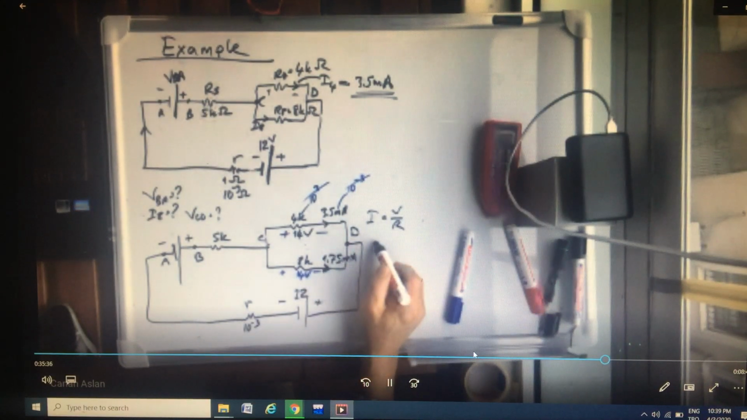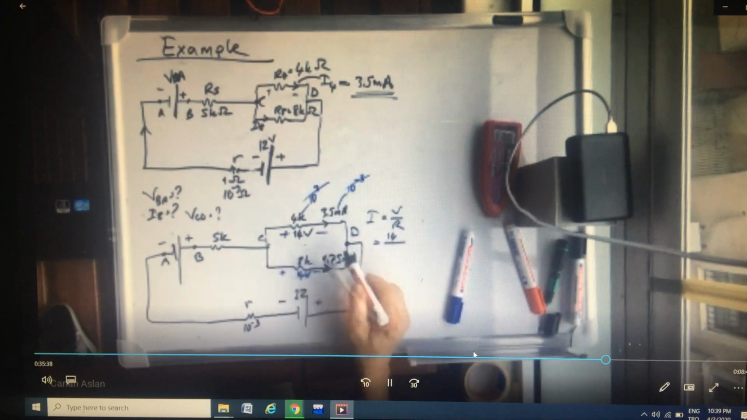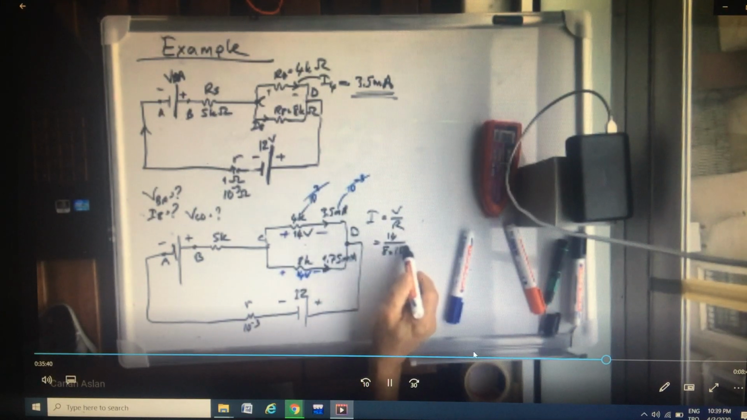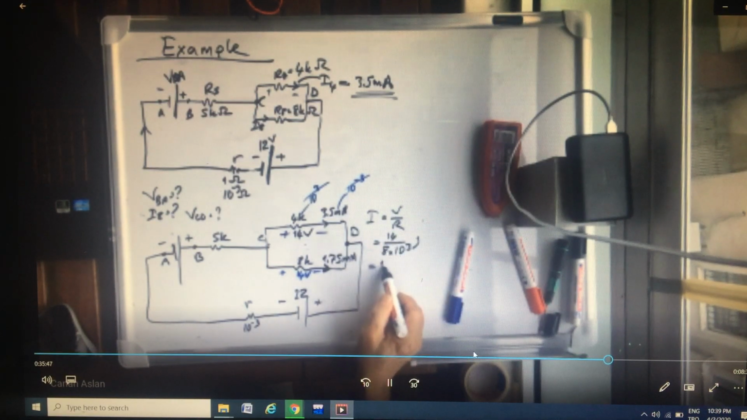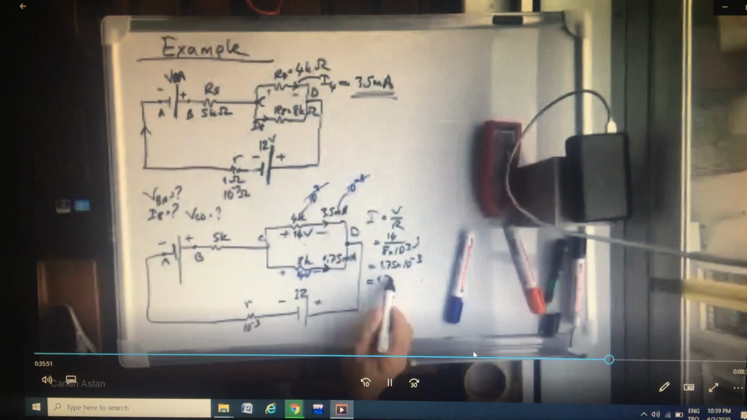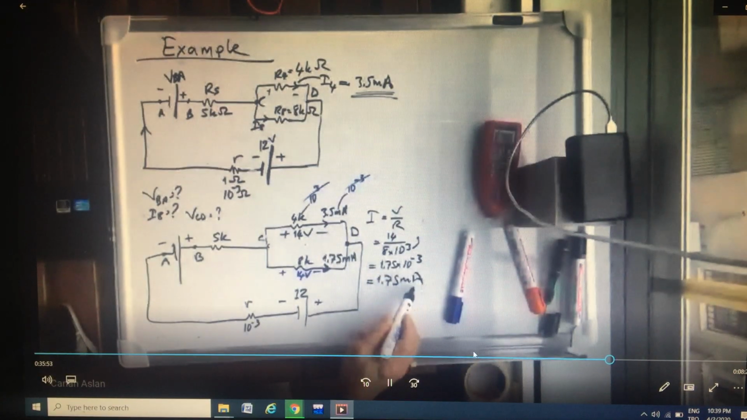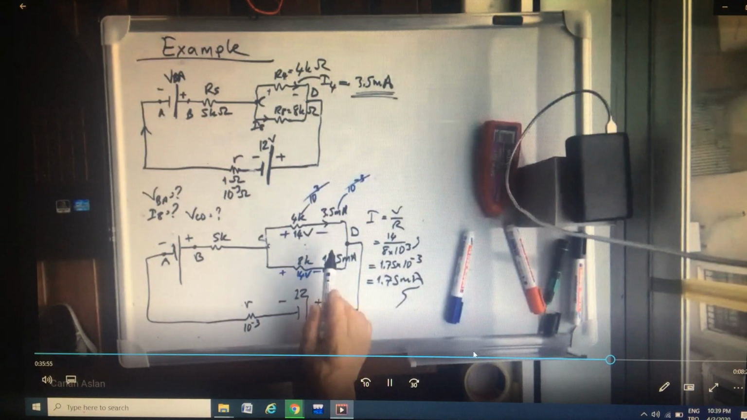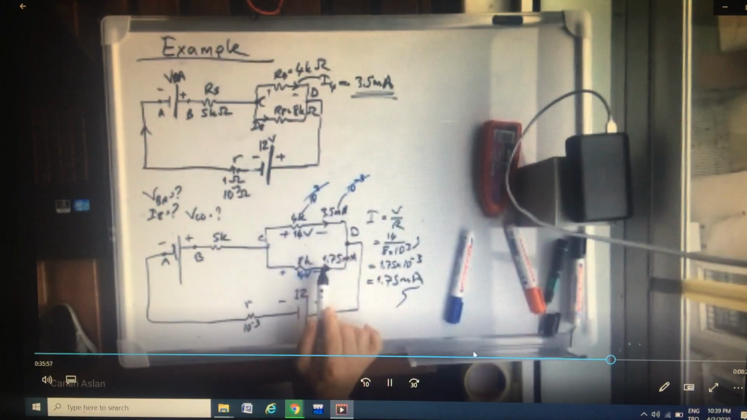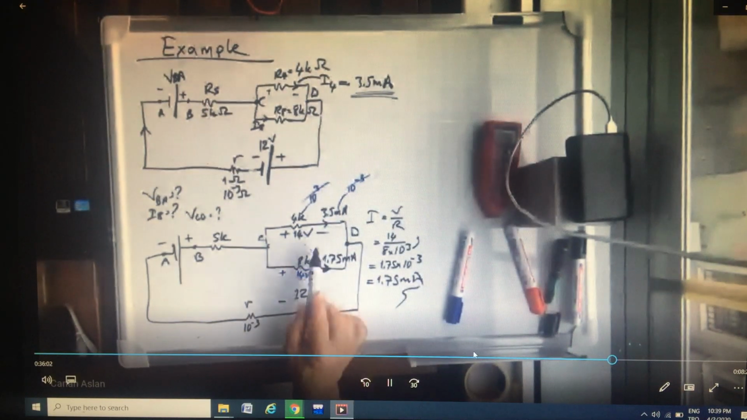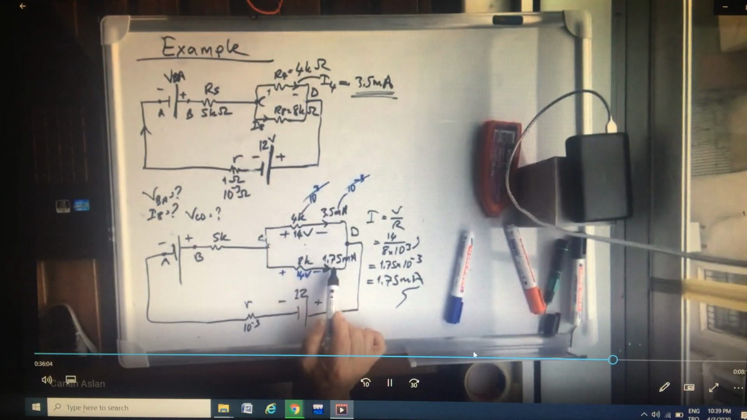Why? Because V is 14 divided by 8K, 8 times 10 to the 3. K is 10 to the 3. This goes up as 10 to the minus 3, which is milli. Okay? So it's 1.75 times 10 to the minus 3, which is 1.75 milliamperes. Okay? Now it's good. So as you see, if this current is in milliamperes, this will be also in milliamperes, basically. So now, this is 3.5 and 1.75 milliamperes.